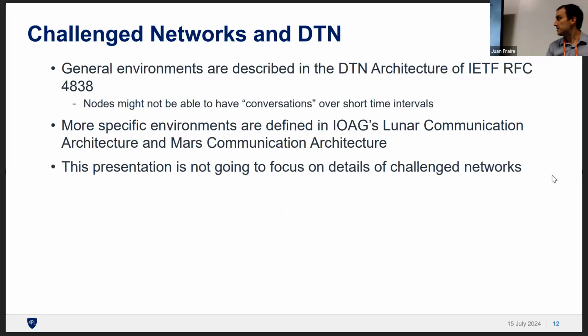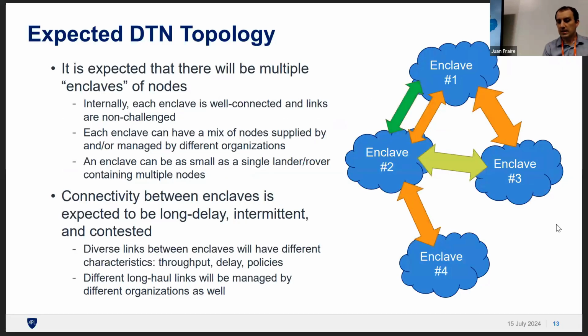So getting into the challenge networks and the DTN aspect of things, I'm not going to touch much of the background here, but we already have environments and architectures and understanding of what these challenge networks do. So we're going to jump right into how we expect that we can implement security in a more distributed way. One aspect of this is we're expecting that there are going to be different enclaves of nodes.